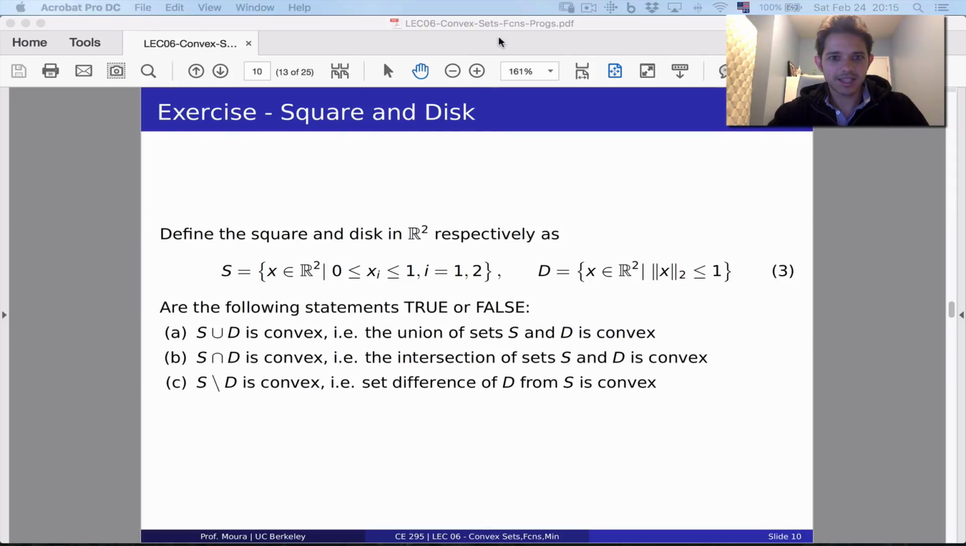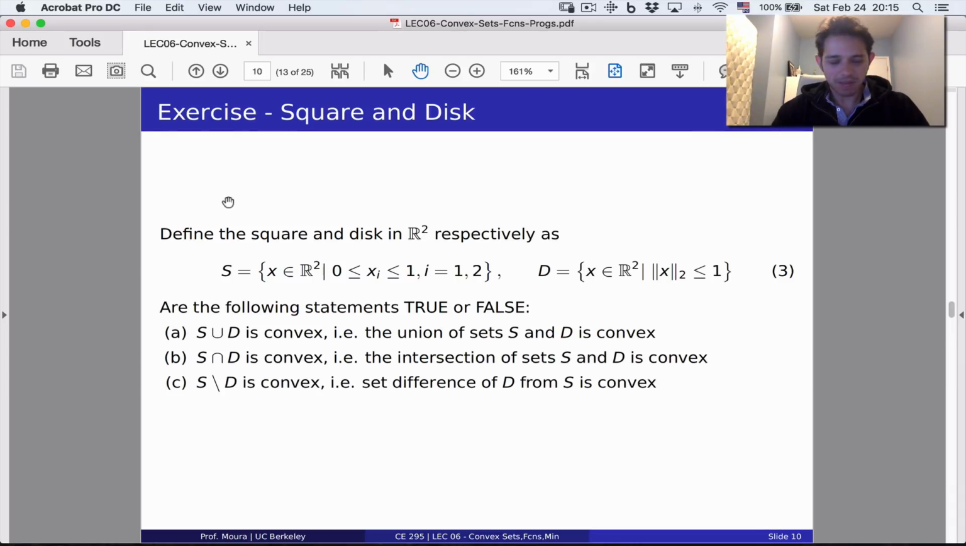All right, so the next example I'm doing at home here, where I have my pad, so we can draw. The next exercise is called square and disk. What we're going to do is consider R2, and we're going to define a square S, which is going to be given by the values of x1 and x2 that vary from 0 to 1. And then we define the disk D to be the values of x in R2 for which the 2-norm is less than or equal to 1. And what we'd like to do is evaluate if the following statements are true or false.